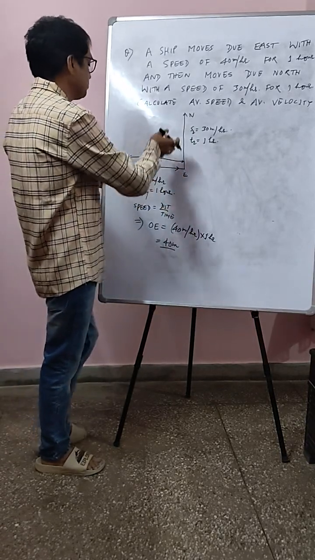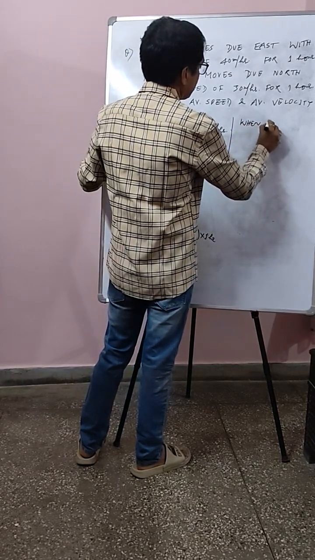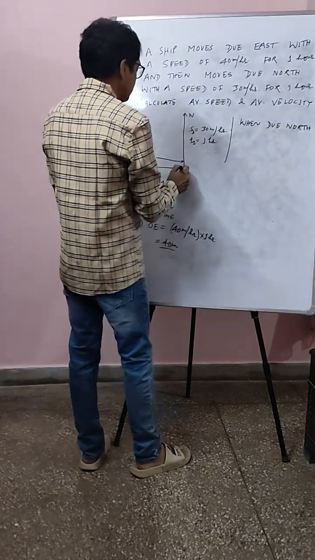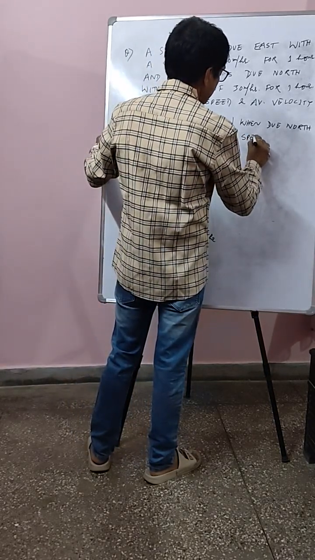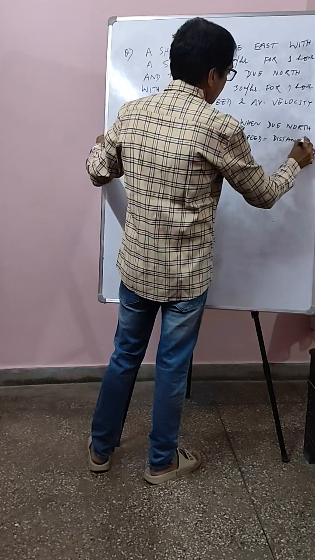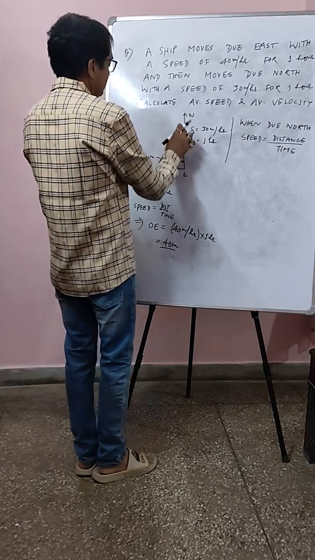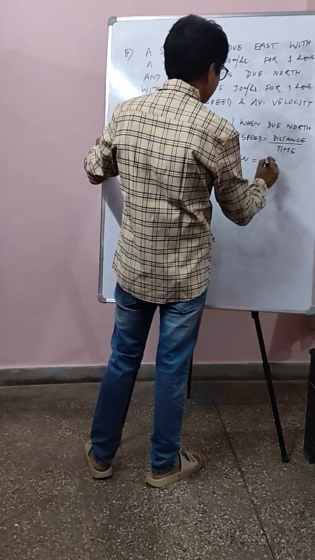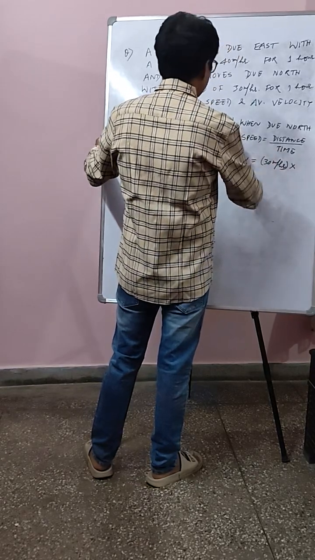Now when the motion is due north, what is this distance EN? We use the same formula. Speed equals distance upon time. So we have to find the distance EN. EN equals speed, which is 30 meters per hour, multiplied with time, which is 1 hour.